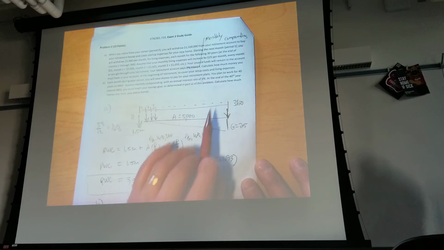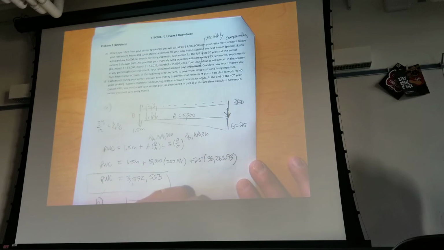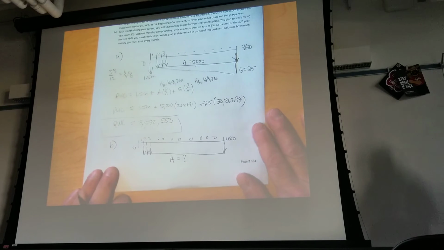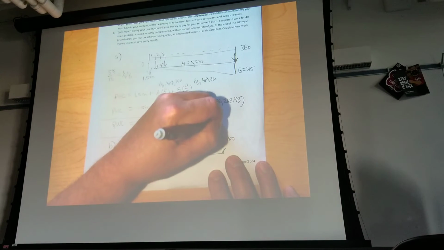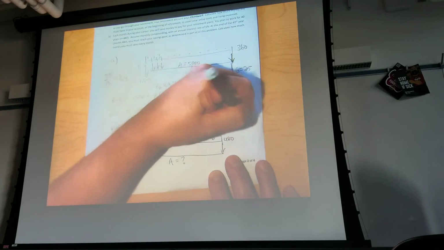Okay, so what does A equal? Knowing that F is 3,592,553.